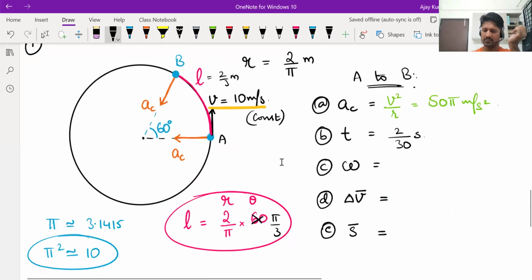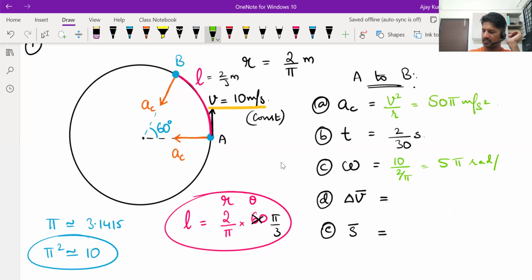Okay. In this case, V is 10. R is 2 by pi. So 10 divided by 2 by pi becomes 5 pi. Pi goes to the numerator, becomes 5 pi radians per second.